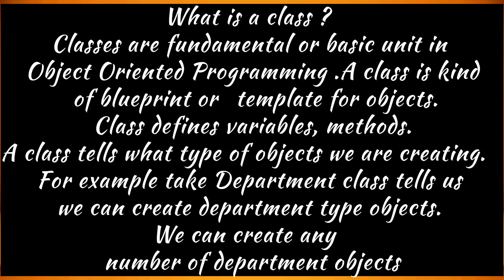What is a class? Classes are fundamental or basic units in object-oriented programming. A class is a kind of blueprint or template for an object. Class defines variables, methods. A class tells what type of objects we are creating. For example, take a department class; it tells us we can create department type objects. We can create any number of department objects.